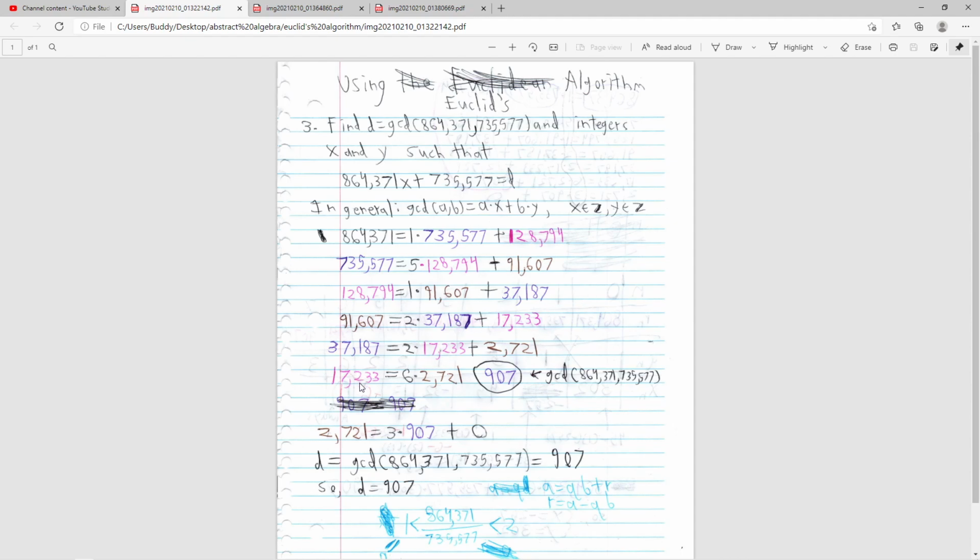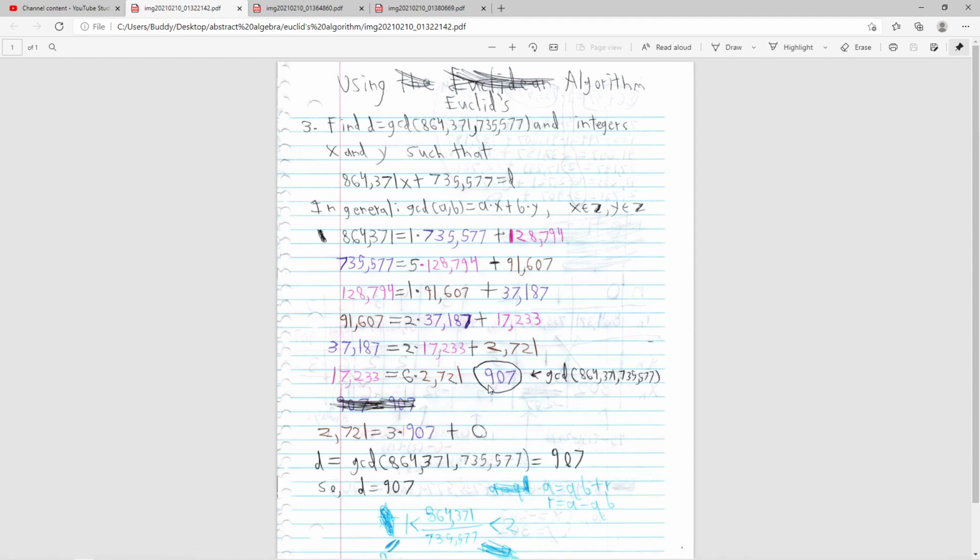Keep on doing it, and eventually you get to this one: 17,233 equals 6 times 2,721. There are some typos here, but that should be plus 907. The point is that that's going to be the GCD, as we see. We do 2,721 divided by 907. That's 3 times 907, which gives you exactly 2,721. So the remainder is 0.